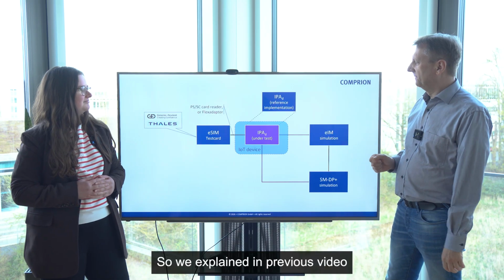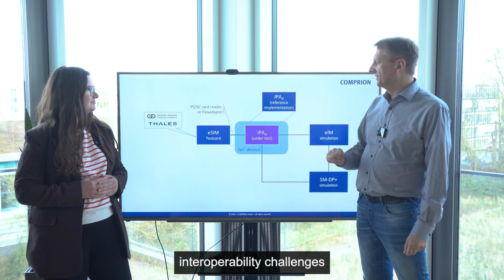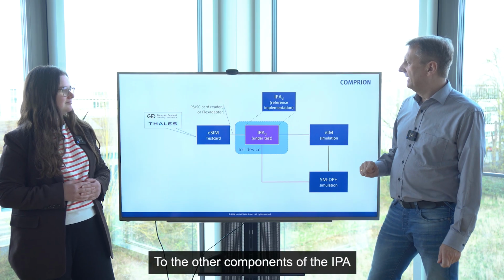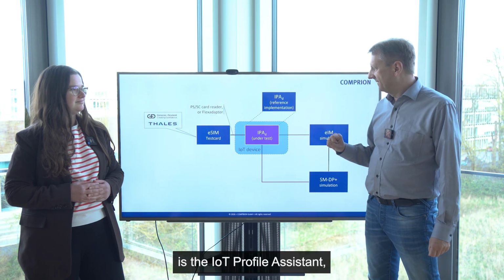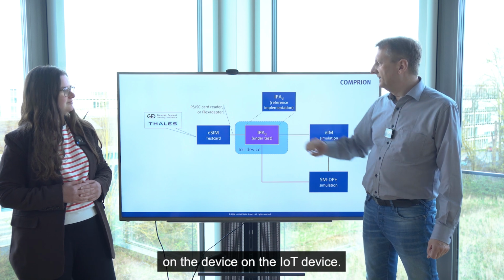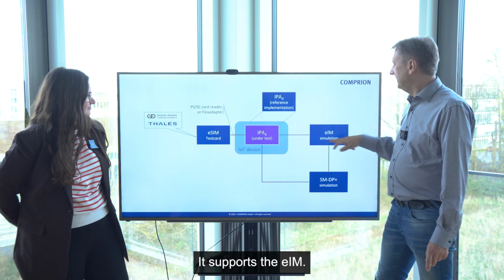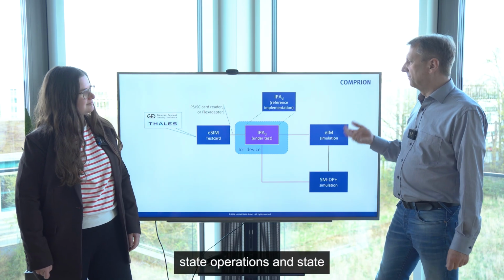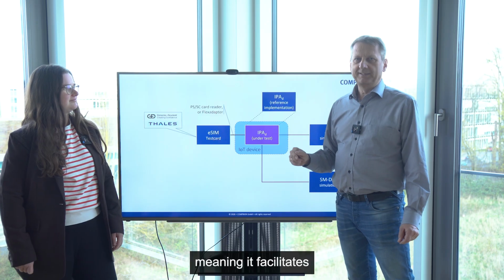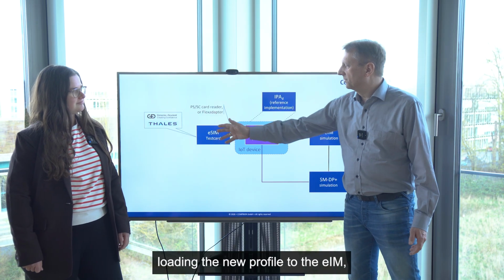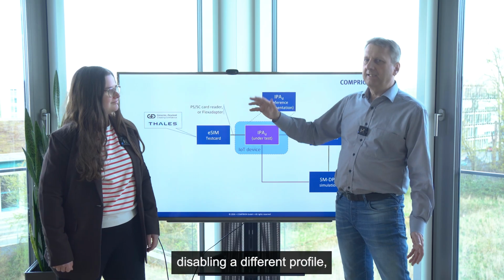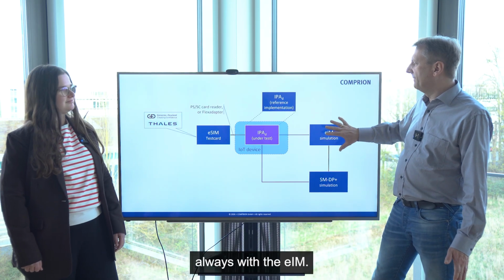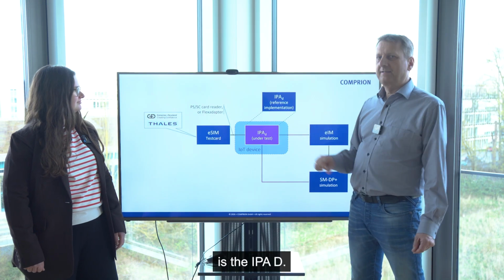As we explained in the previous video, there are also interoperability challenges related to the IPA-D and its interaction with the other components. The IPA is the IoT Profile Assistant, which is implemented on the IoT device. It supports the eIM. They are kind of twins in the profile state operations and state changes on the eSIM. It facilitates loading a new profile, enabling a profile, disabling a different profile, and deleting a profile. The trigger point, the control, is always with the eIM, but the assistant locally on the device is the IPA-D.